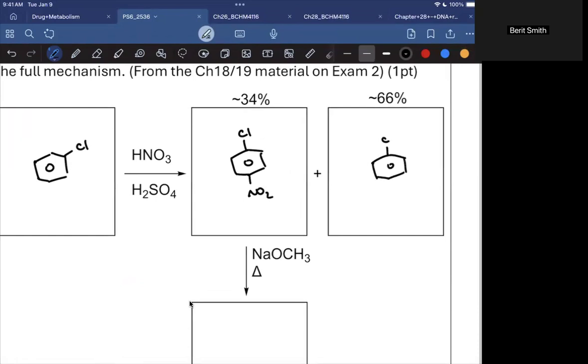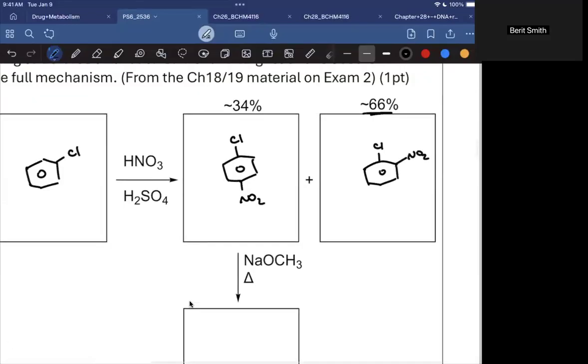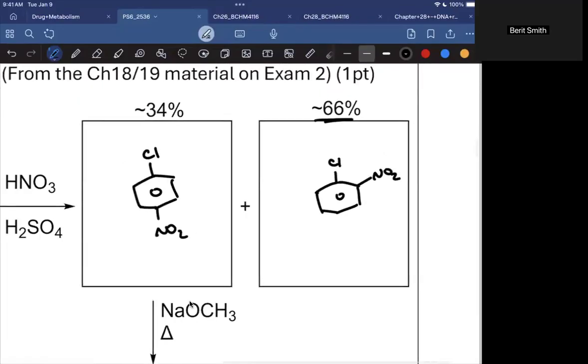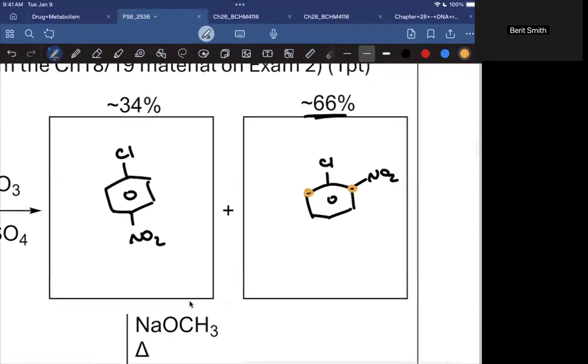And the reason I put the ortho at 66% is you might think, oh, the steric strain from this chlorine might get in the way, making it less abundant. But because there are 2 ortho positions for the nitro to add to, there's a higher chance of this being ortho than para. And the steric strain isn't really that important from this chlorine just because it's so small.